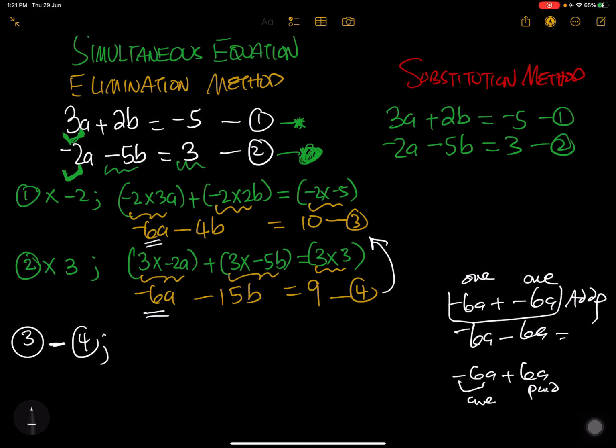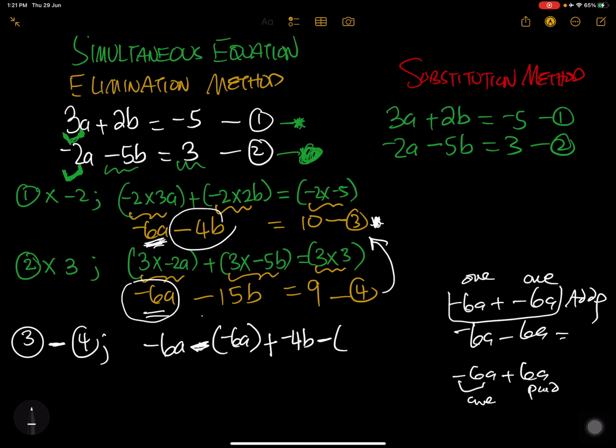We are going to get the negative 6a. We are going to write the 3 because it's equation 3 minus 4. So negative 6a minus, don't forget, negative 6a minus before what? This one here, which is minus 6a. Can you see that? Then the next thing is what? We plus minus 4b. Can you see that? Minus 4b minus this whole thing here, which is minus 15b. Can you see that? And we're also going to get is equal to, we're going to get 10 minus 9.